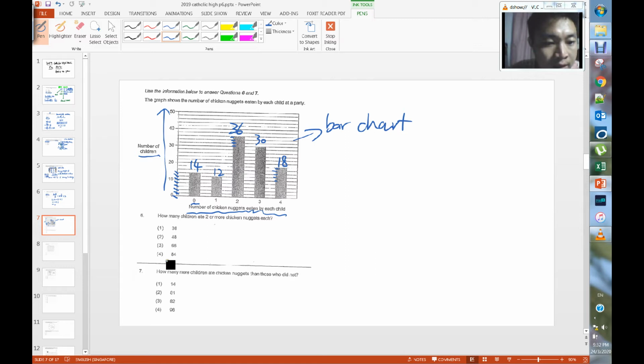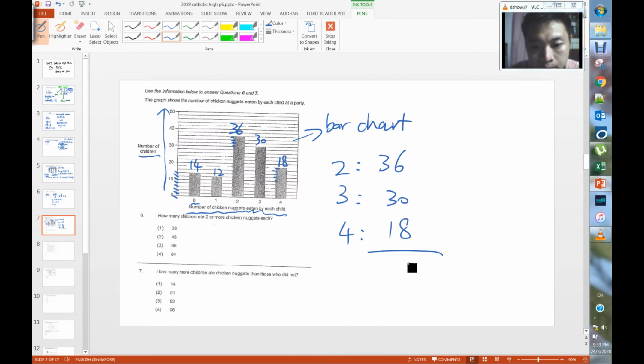Now the question asks, how many children ate 2 or more chicken nuggets each? 2 or more means 2 is included. So you just have to tally the 2, 3, and 4. So you have 36 children who ate 2, 30 children who ate 3, and then 18 children who ate 4 chicken nuggets. And all you need to do is add them up, and you should get 84. So you choose option 4.